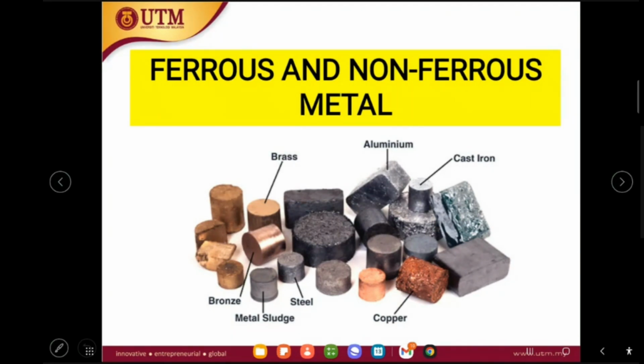Today we will continue a little bit on the material that we left since last week, which is the ferrous and also non-ferrous metal. In the market right now, for the metal, we have many types, for example, like brass, bronze, steel, metal sludge, aluminium, cast iron, and copper. But the types of metal are not only limited to this. We will talk about it later on, right?